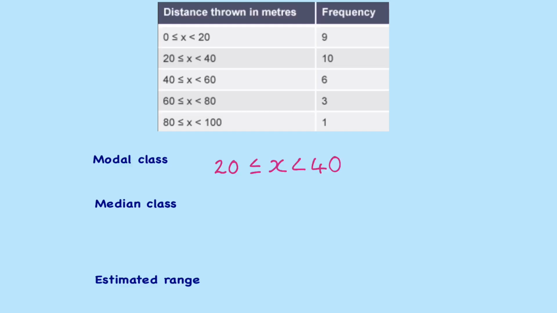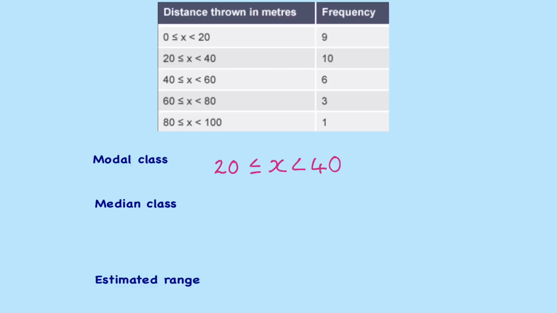Now the median class, which is the middle number when the values are in order. So the table is in order. Let's have a look to see where the median is. Now, if I add the frequency together, that gives us 29 values. Therefore, there's only 1 middle number.